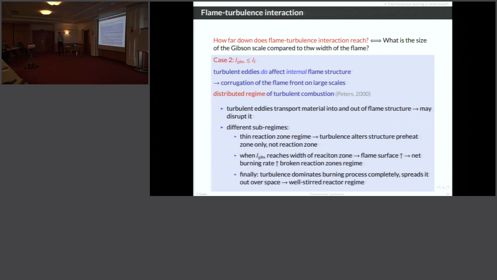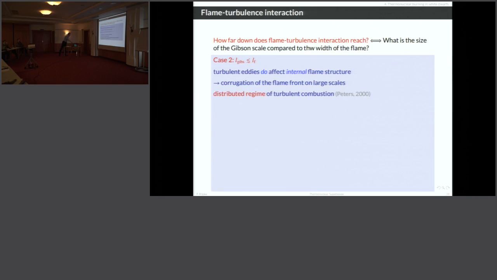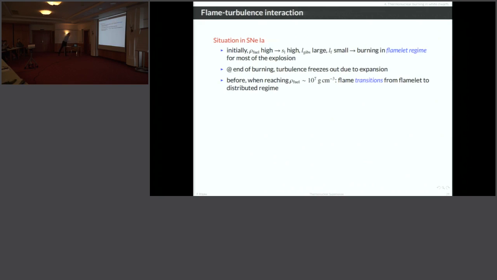And this, of course, will at some point happen at very late stages of the burning in an exploding white dwarf. So in the beginning we have high fuel densities, then we are in case 1 where turbulence does not interact with the internal structure of the flame. We are in the flamelet regime where the flame is corrugated and accelerated, but the internal structure is unaffected. And later on, at lower densities, we may enter the distributed regime of turbulent combustion.